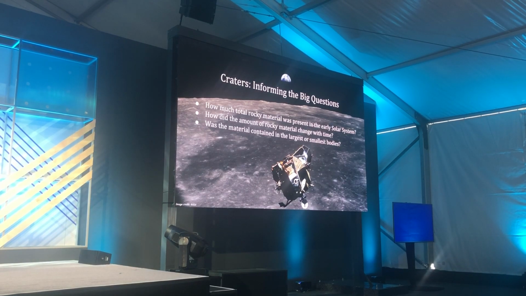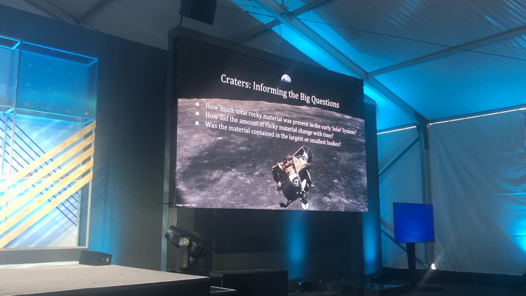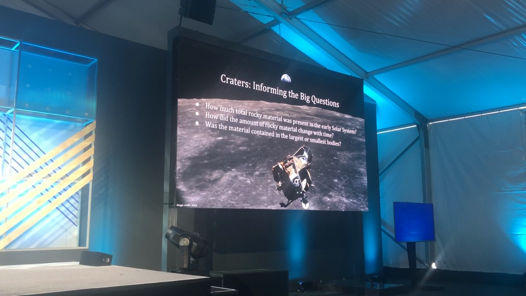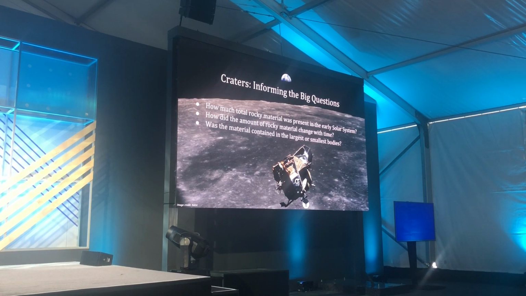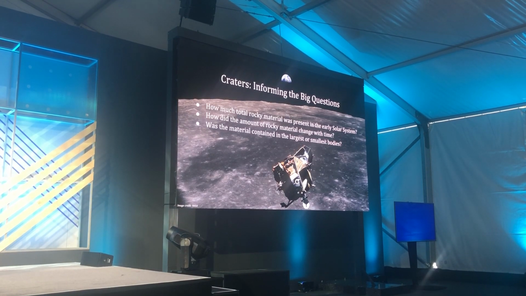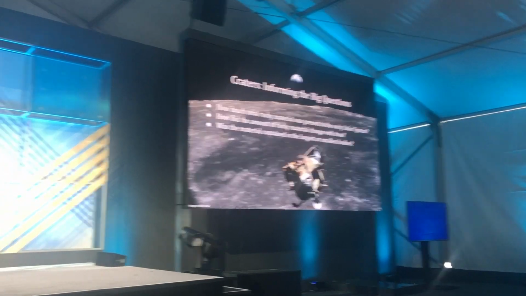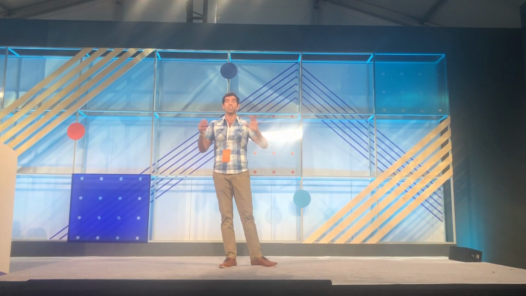In conclusion, I'd like to just show you a little bit about how craters can inform some big questions. In particular, how much total rocky material was present in the early solar system? It turns out that this is not a simple question, and it's very important to know the precise answer because the solar system is chaotic, which means that if you just change the initial conditions a little bit, you can arrive at very different answers. It's important to constrain this quantity.